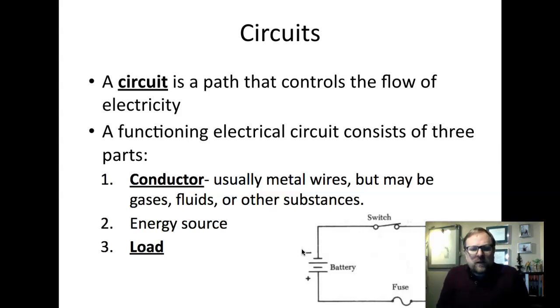But a functioning electrical circuit must consist of three parts. It needs to have a conductor. A conductor is something that allows the electrons to move along that circuit. Usually our conductors are wires. Okay, the wires that we have in the circuits in our homes. The wires that we have in the circuits in our vehicles.